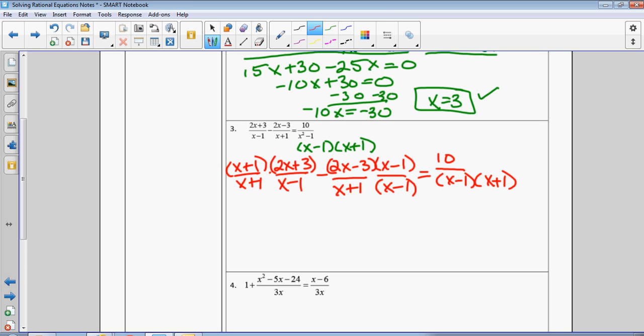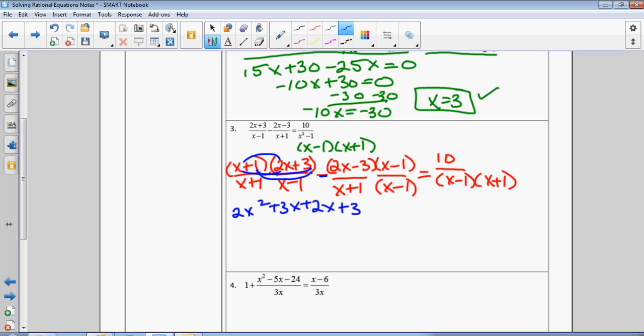Now all my denominators are the same, so I drop them, and I'm going to deal with the numerator. So the numerators, I have to FOIL the first one. I have 2x times x and x times 3. So 2x squared plus 3x plus, I've got 2x and plus 3.